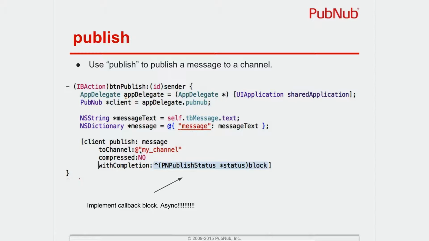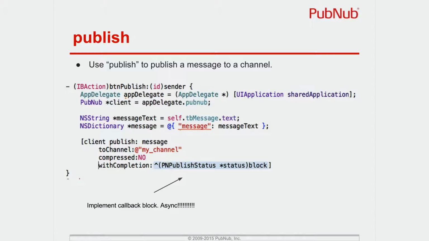I pass in the message, the channel that I want to send it to, whether or not I want to compress that message, and then it also accepts a completion block. So if the event doesn't result in a method on PNObjectEventListener being invoked, then that method will probably accept a completion block. Those are the two ways to interact with the SDK. Okay.